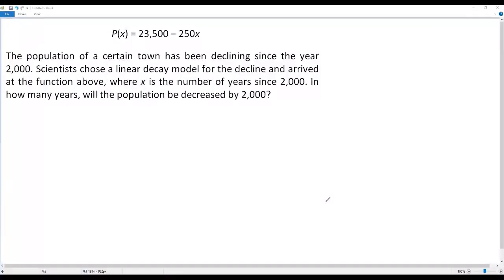Here we have a SAT math problem. Okay, let's go to the question. P of x equals 23,500 negative 250 times x. The population of a certain town has been declining since the year 2000.